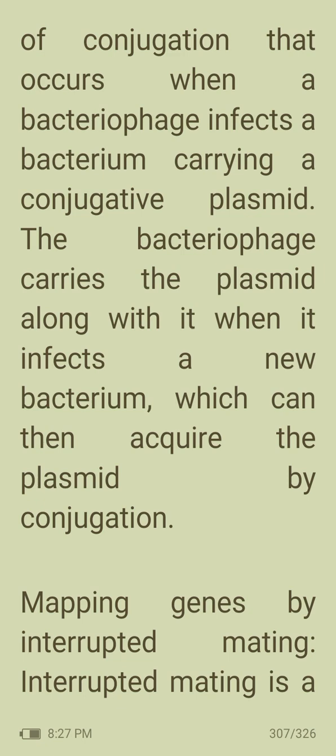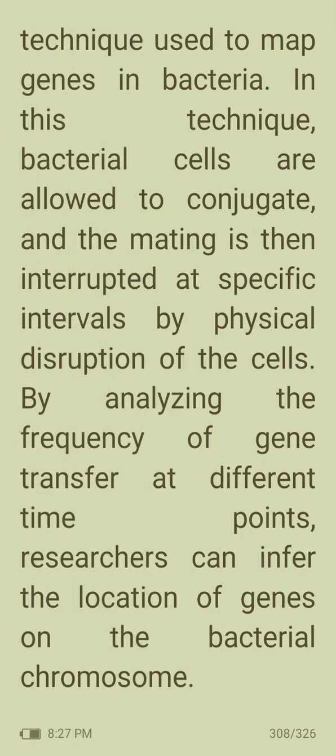Then mapping genes by interrupted mating. Interrupted mating is a technique used to map genes in bacteria. In this technique, bacterial cells are allowed to conjugate, and the mating is then interrupted at specific intervals by physical disruption of the cells. By analyzing the frequency of gene transfer by different time points, researchers can infer the location of genes on the bacterial chromosomes.